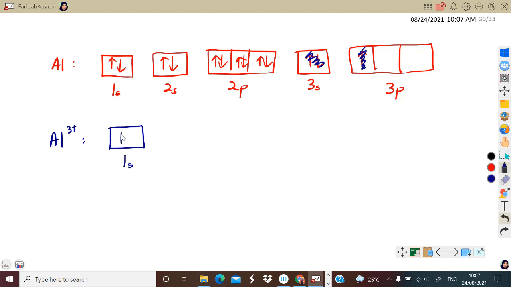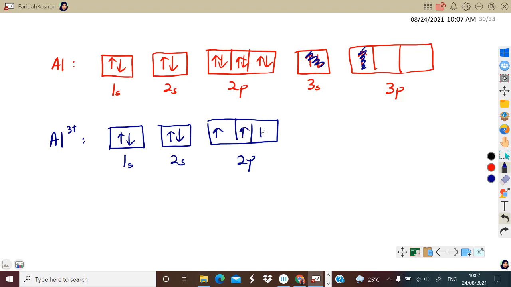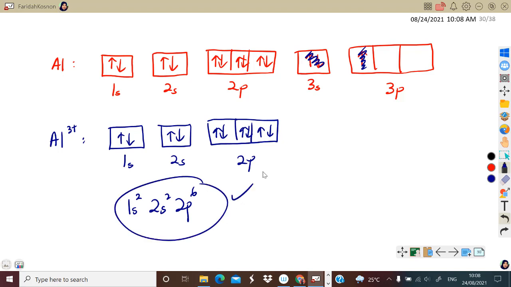Okay, 1s2, 2s2, 2p6. You kena buat betul-betul, saya nak buat ni licin permukaan writing tablet ni. Okay, 3s and 3p sudah kosong. So, tak payah kita lukis kat sini. Dia bukan hilang, dia kosong, empty, tak ada elektron. Jadi, apa electronic configuration bagi aluminium 3+? 1s2, 2s2, 2p6. Okay, nampak? This is how the cations form.